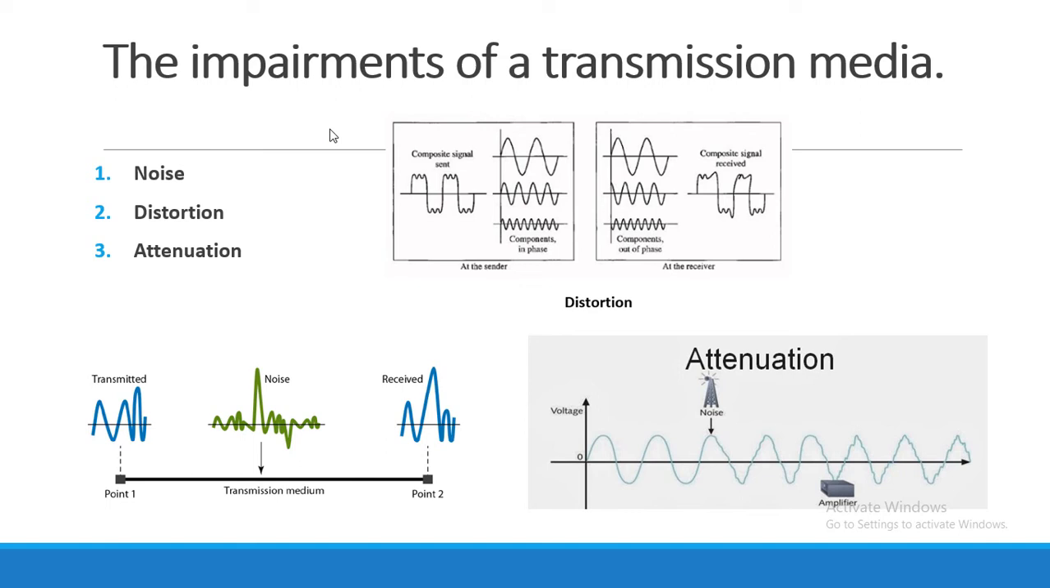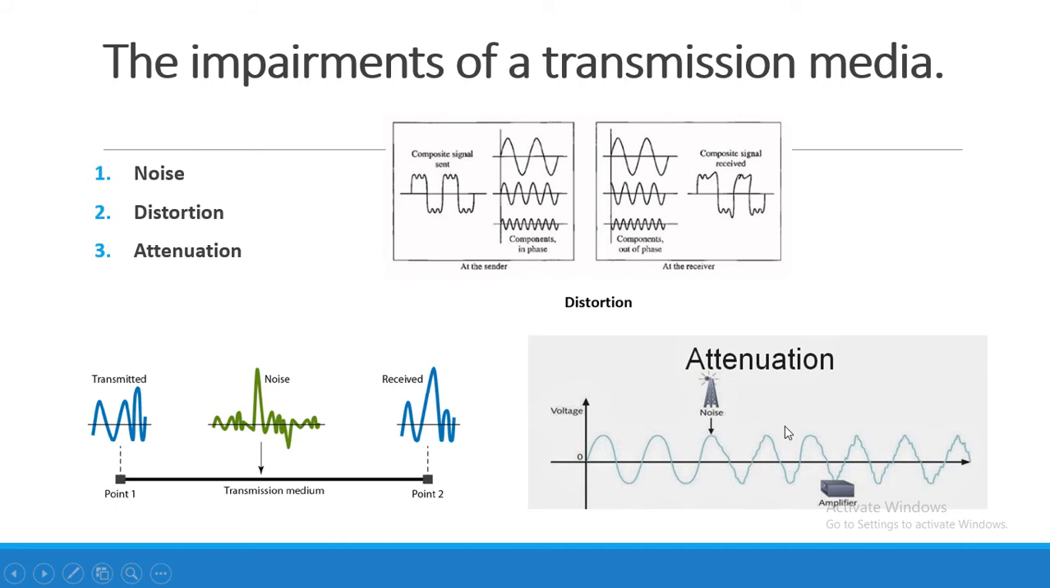Now let's see what distortion is. Distortion is when a signal changes its form or shape. You can see these two signals in the image on your screen. The first one shows the signal at the source, and the next image shows how the shape has been changed at the receiver. Changing the shape of a signal is called distortion.